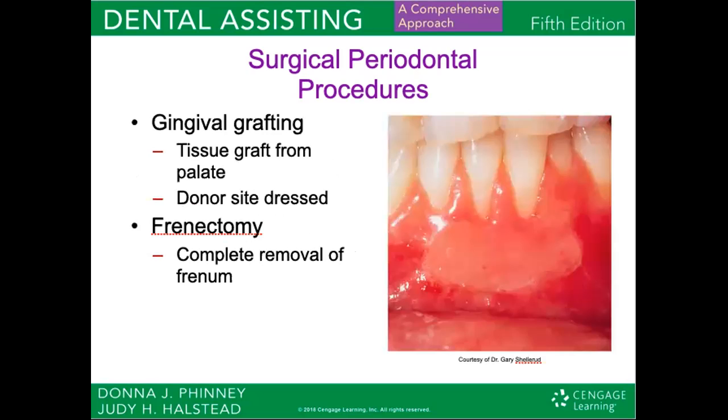Gingival grafting is when tissue is removed from the palate, and it's grafted to areas where there has been severe gingival recession. If this is done, a periodontal dressing must be applied to the donor site. Frenectomy is the complete removal of a frenum. And both of these are done at times during reconstructive surgery.